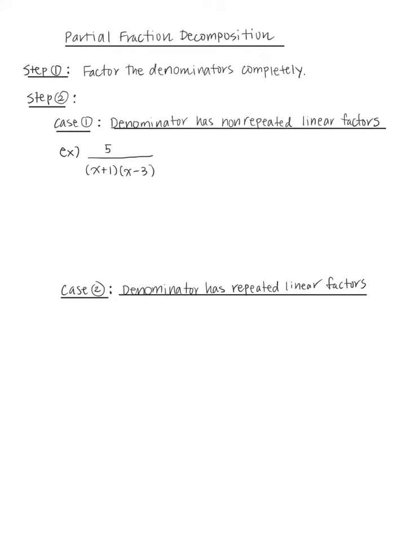So step number one, what you need to do is factor out the denominators completely until you cannot factor anymore. Then after you're done, you need to look at the denominators very carefully, and there are 4 cases. So the easiest case scenario is the denominator has non-repeated linear factors. Linear factors means that it's a degree 1 polynomial.